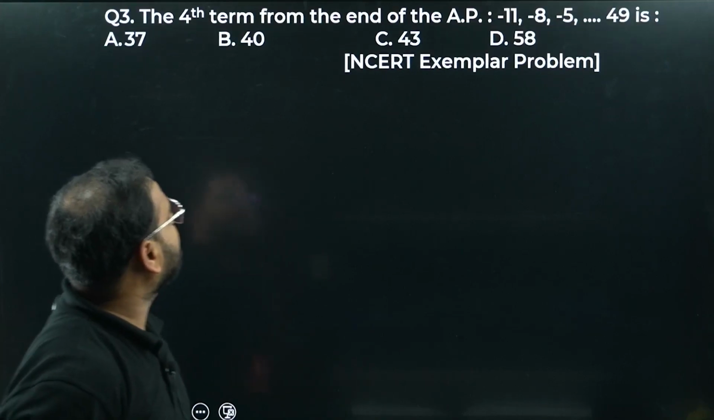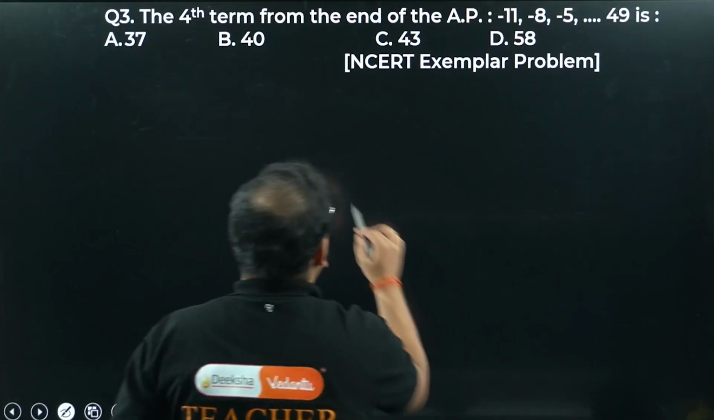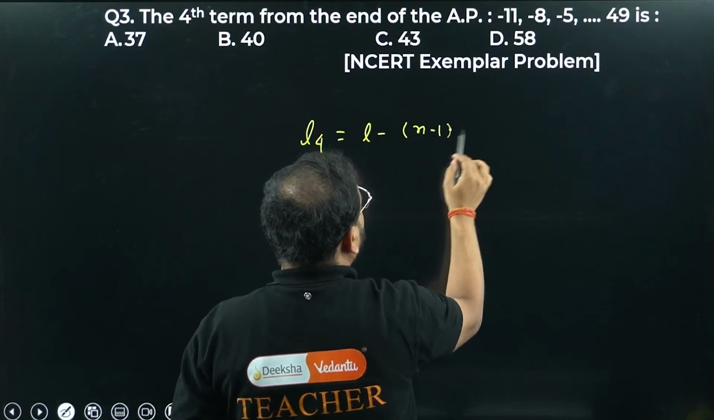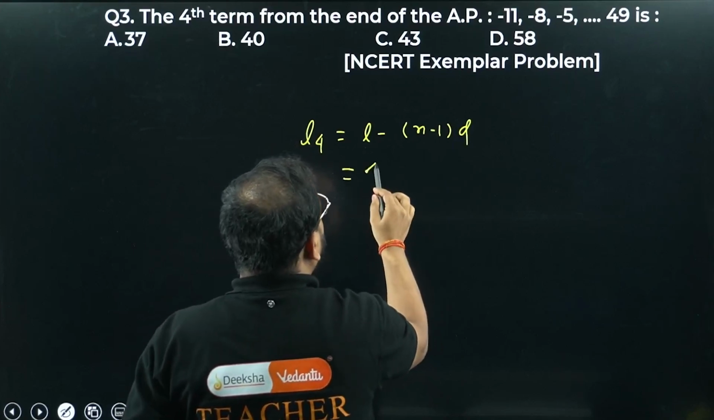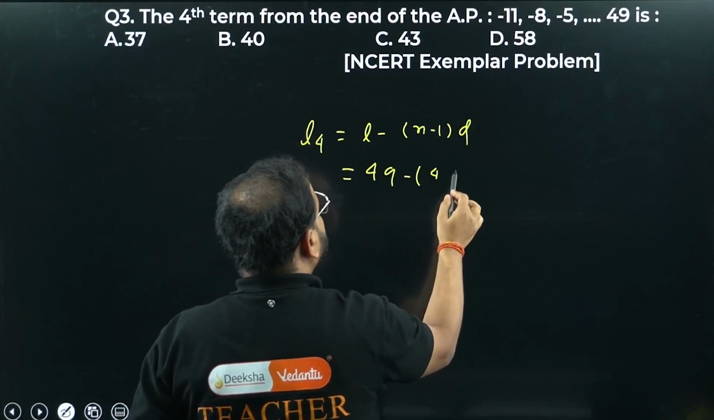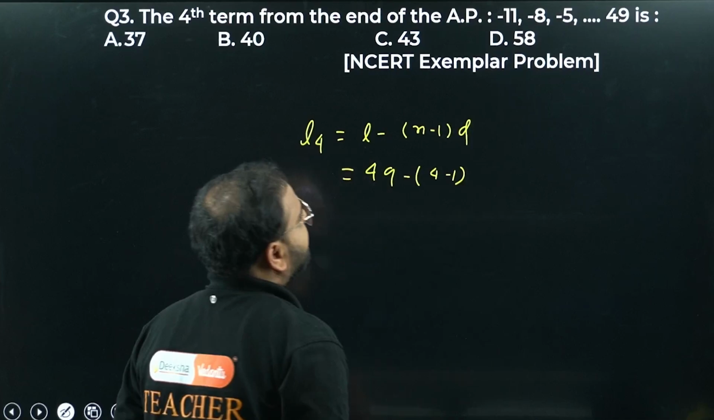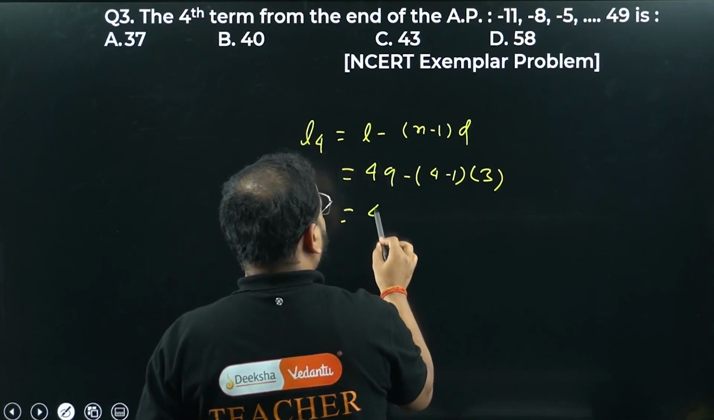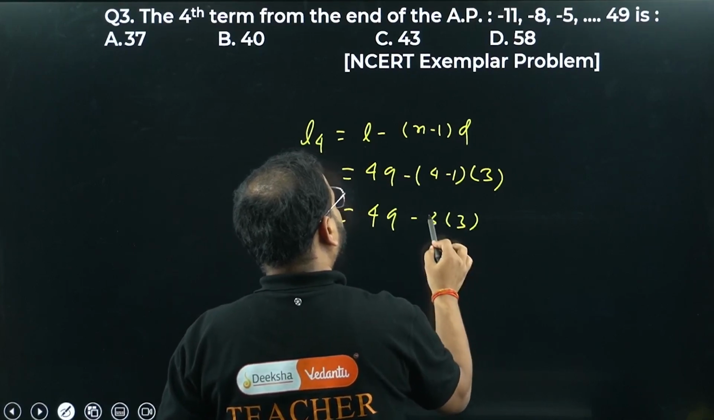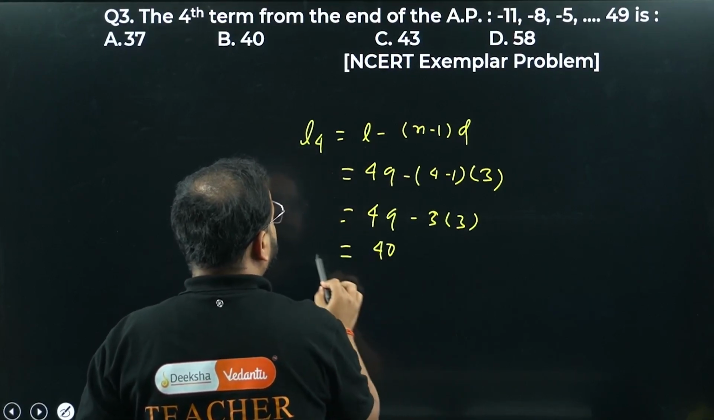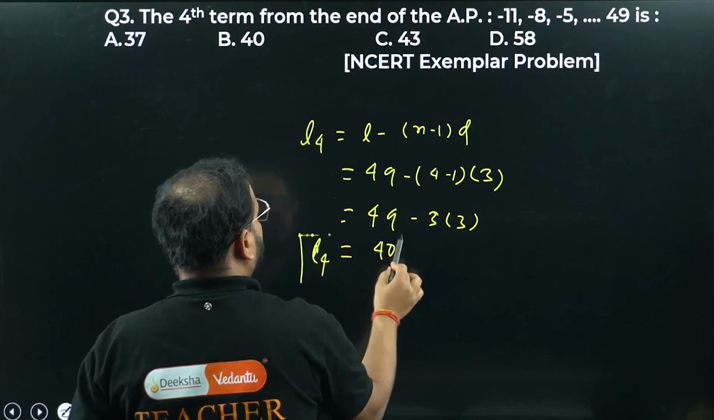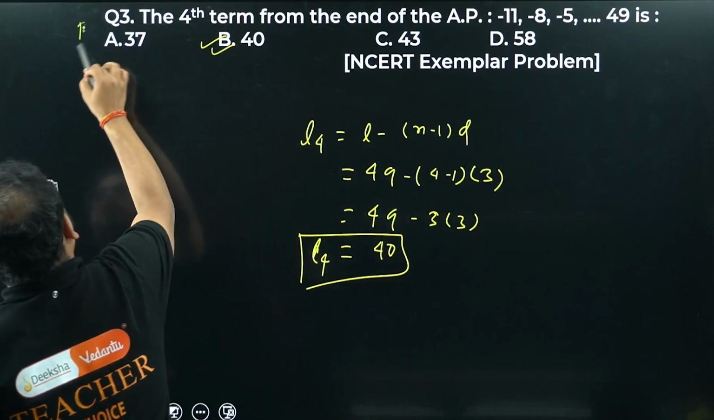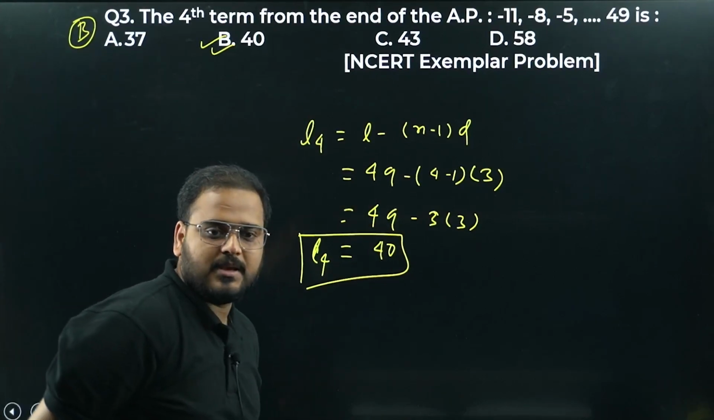Question number 3: the fourth term from the end. From the end, the formula is L4 equals L minus (N minus 1) times D. What's L? L is 49. N is 4, so N minus 1. D is how much? Please check. D is plus 3, right? 11 plus 3 is minus 11 plus 3 will be minus 8. So plus 3. So 49 minus 3 times 3. Please check. My fourth term from the end is 49 minus 9, which is 40. Option number B is the correct answer.